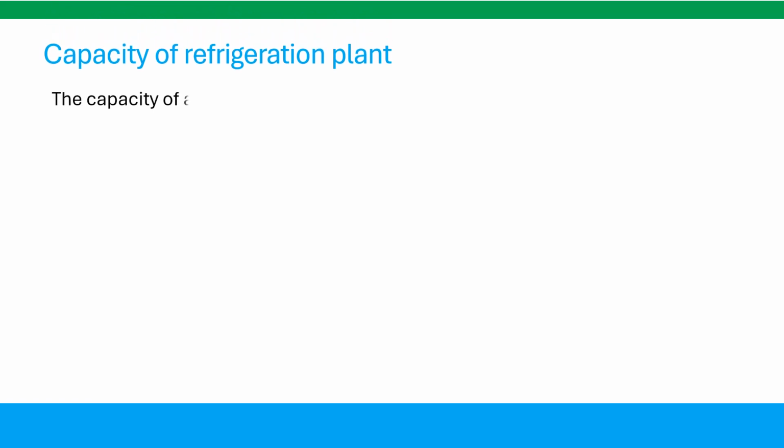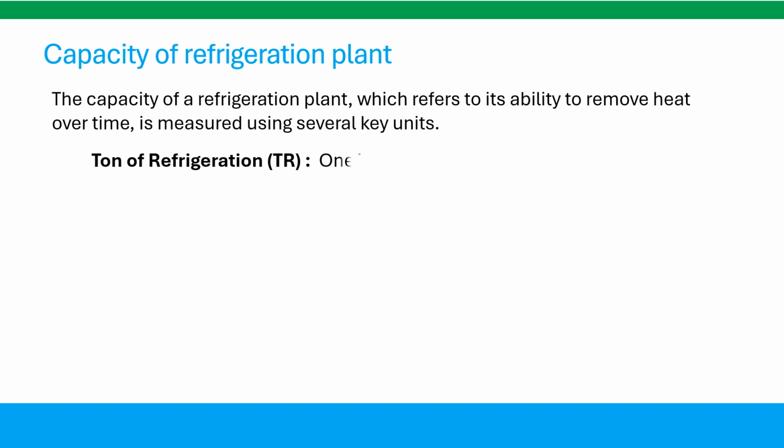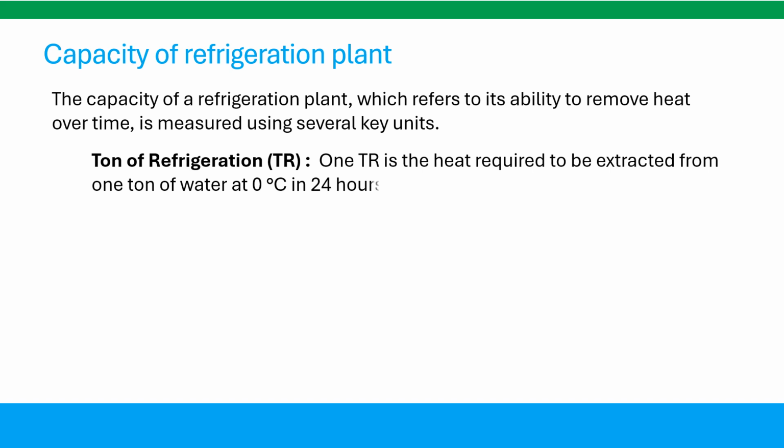The capacity of a refrigeration plant, which refers to its ability to remove heat over time, is measured using several key units. Ton of refrigeration, TR. 1 TR is the heat required to be extracted from 1 ton of water at 0 degrees Celsius in 24 hours to convert it into equivalent ice at 0 degrees Celsius.